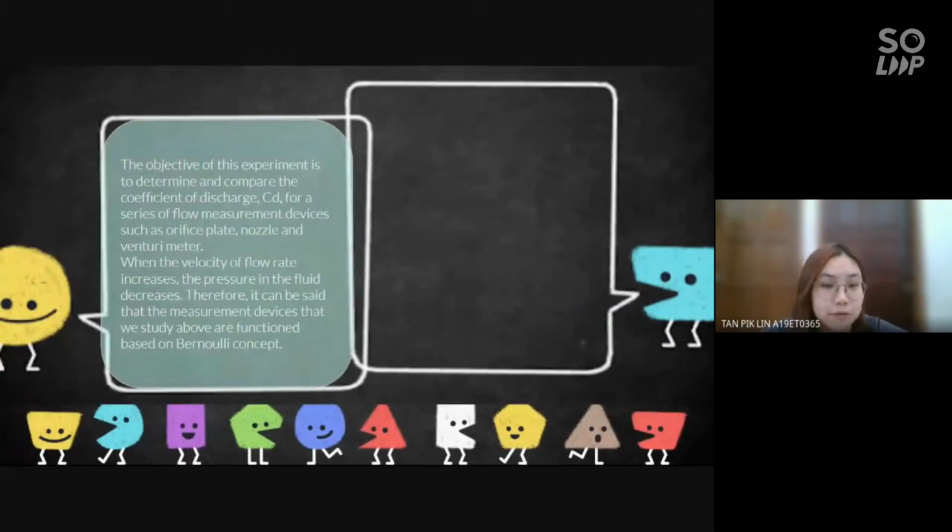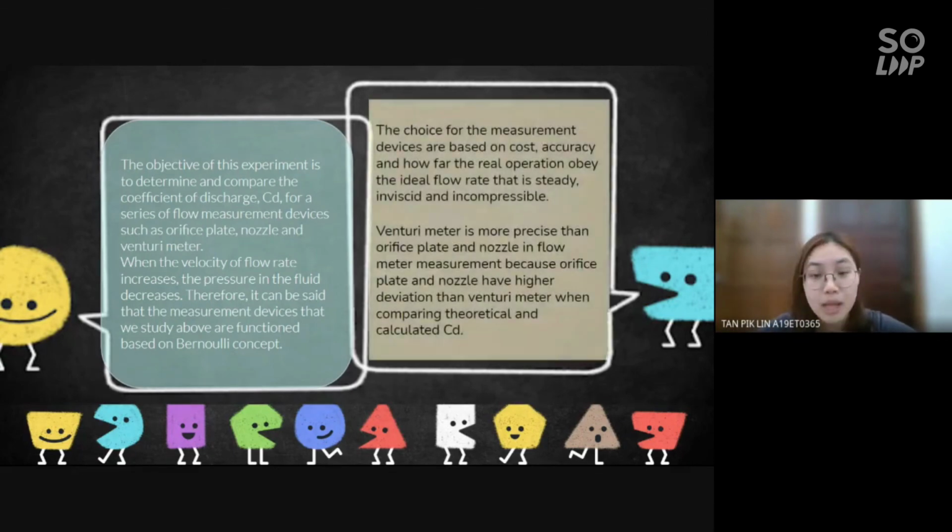Okay, so the objective of this experiment is to determine and compare the coefficient of discharge for a series of flow measurement devices such as the orifice plate, nozzle, and venturi meter. So we know that when the velocity of flow rate increases, the pressure in the flow rate also changes in this experiment, and therefore it can be said that the measurement devices that we studied function based on the Bernoulli concept. And the choice of measurement devices is based on the cost, accuracy, and also how far the real operation obeys the ideal flow that is steady, inviscid, and incompressible.